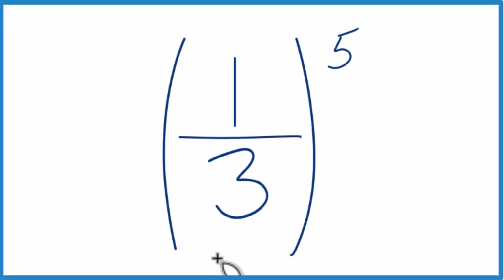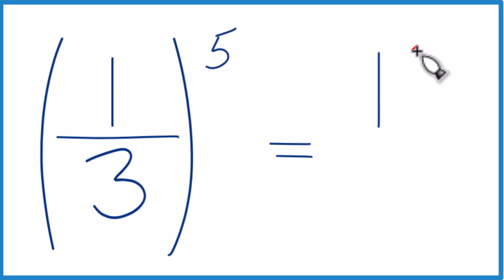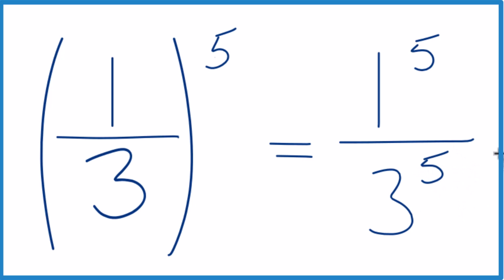Okay, 1/3 to the fifth power. How do we do that? Probably the best way to think about this is to think about it as 1 to the fifth power, like this, and then have that over 3 to the fifth power, like this. It's a lot easier to work with.